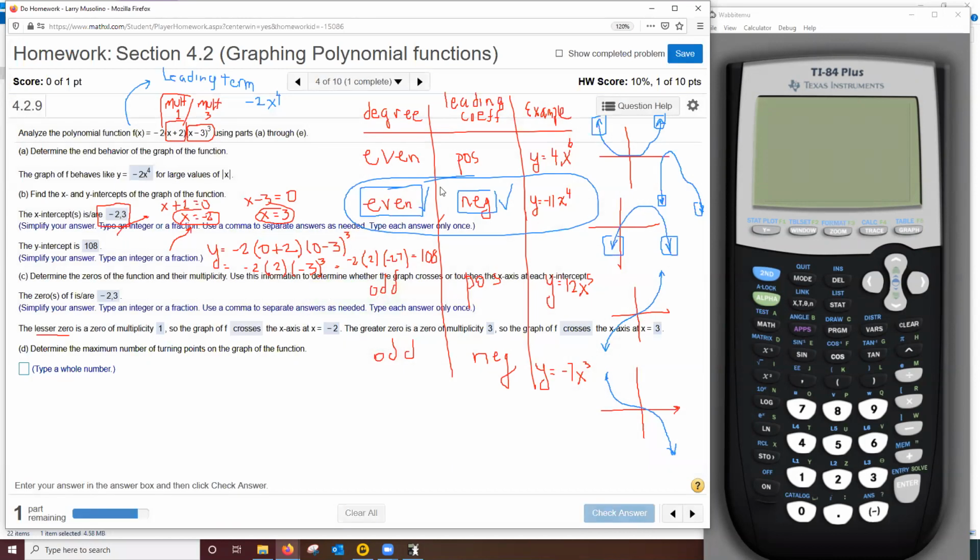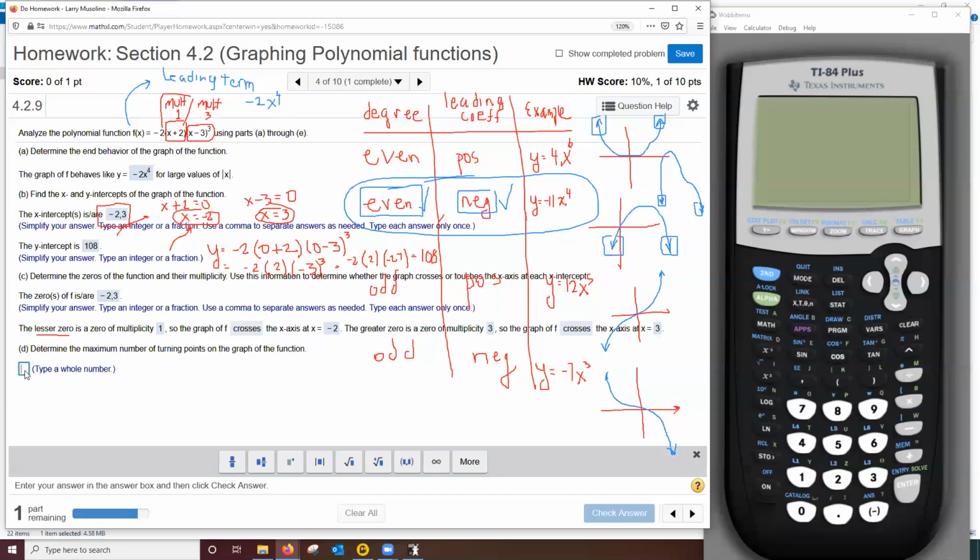All right, what's the maximum number of turning points? Well, remember, the maximum number of turning points is 1 less than the degree. Our degree was degree 4. So that means the maximum number of turning points is 1 less than 4, which is 3.